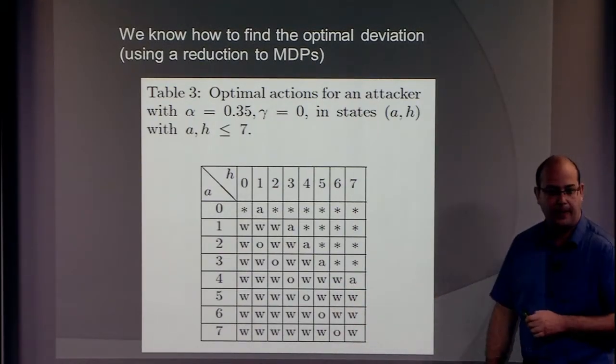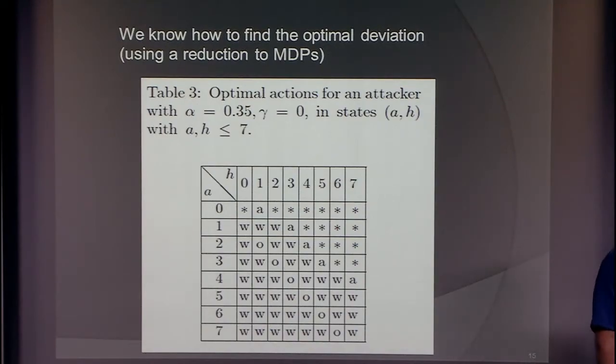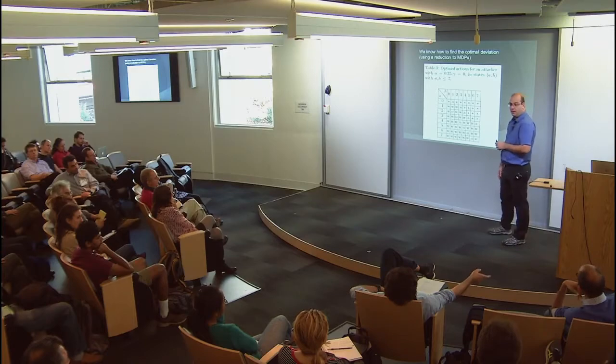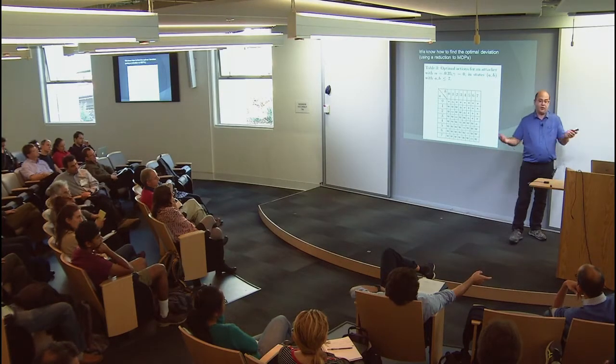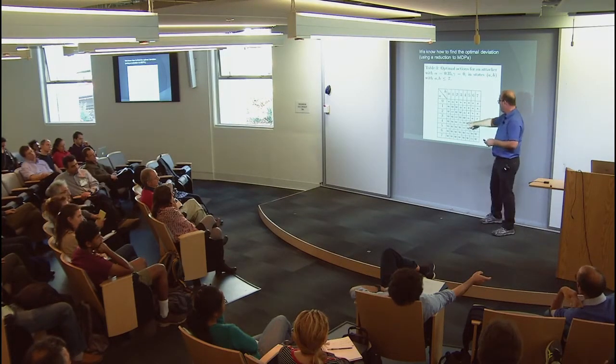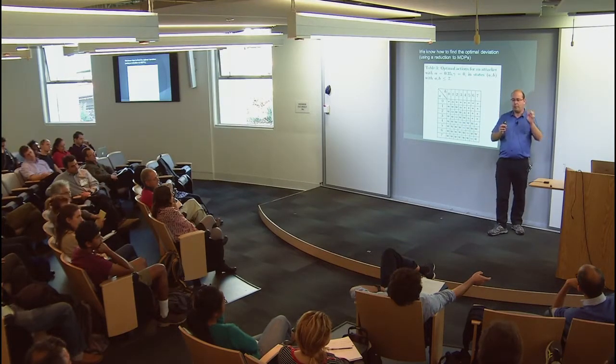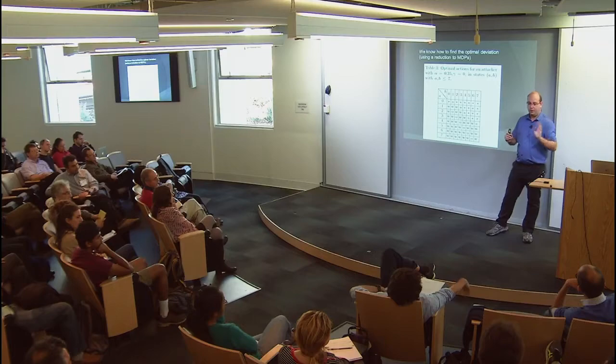Why don't you also have releasing partially my chain? Sorry? Why didn't you have partially releasing your chain? Every time I do override, this is a partial release, in the sense that I release just 1 block more than the honest network.